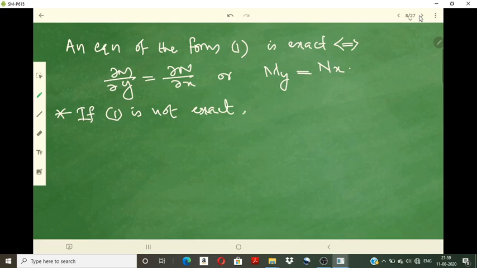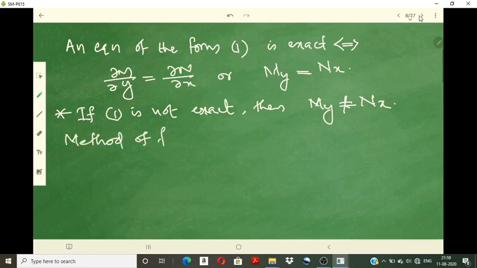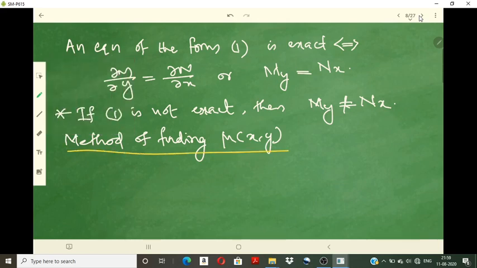If equation 1 is not exact, then M_y is not equal to N_x by the theorem or the definition of exact equations. Then we will make this equation exact by multiplying it by a suitable function mu of x, y. Now our aim is to find this function mu of x, y, so let's discuss the method of finding this integrating factor.